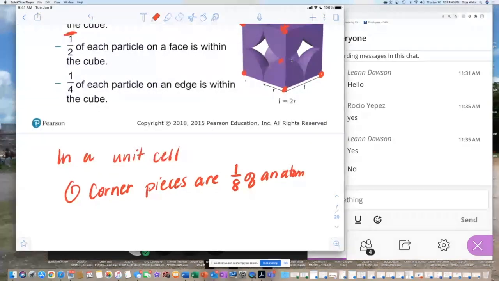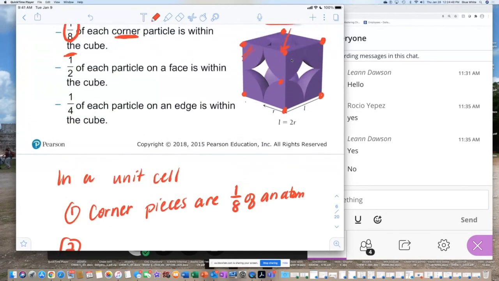Okay. Number 2, we have something called the face piece. The face is right here. So I usually try to imagine that I am in the room that's the cubic unit cell, inside the cubic shaped unit cell, and I imagine the corner of that room essentially having 1/8 of the atom. And then when you look at one wall, the wall is essentially what is called the face.